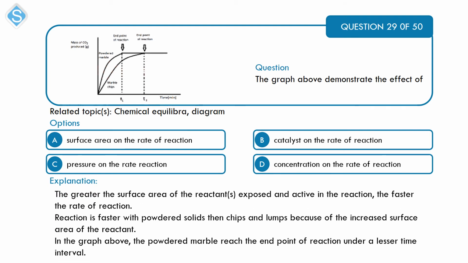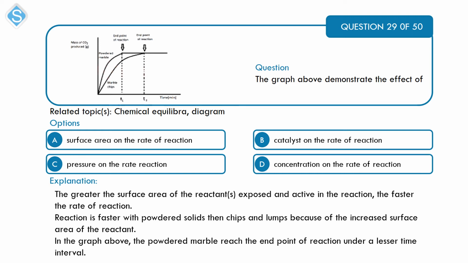Alright, so this graph here demonstrates the effect of surface area on the rate of reaction. Basically, the greater the exposed surface area that is active in the reaction, the faster the rate of the reaction. And that is why the reaction is faster with a powdered solid than with chips and lumps, because in a powdered solid more of the surface is exposed to reaction, and also the mass of the reacting particles is reduced.